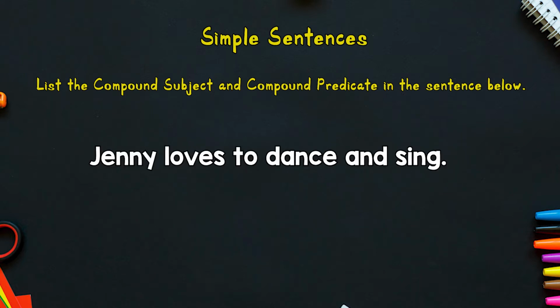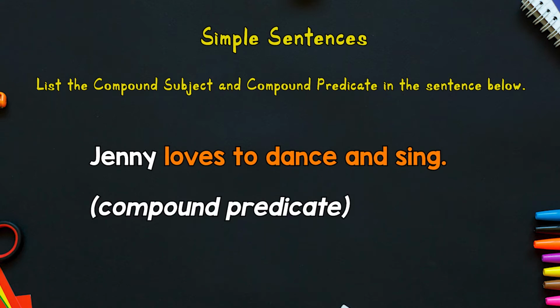Jenny loves to dance and sing. Now, what do you see in that sentence? Yes, we can see that Jenny likes to do two things. So there we have the compound predicate.